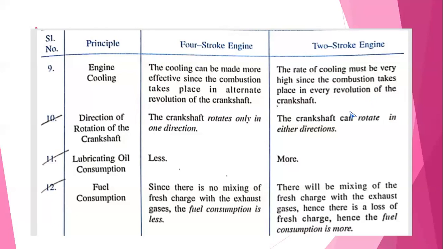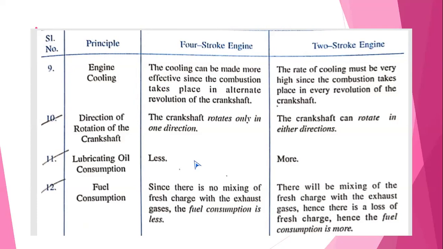Next, coming to the point, the direction of rotation of the crankshaft. In a four-stroke engine, the crankshaft rotates only in one direction. Remember, in your lifetime, in the four-stroke engine, the crankshaft rotates only in one direction. But in a two-stroke engine, the crankshaft rotates in both directions, clockwise as well as anti-clockwise. Next, coming to the point, the lubricating oil.